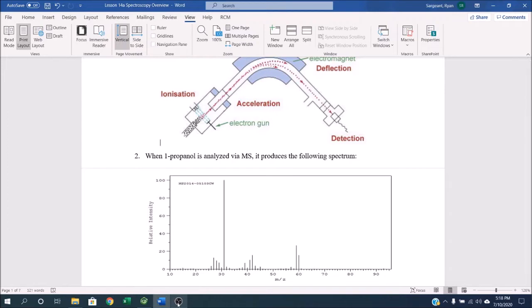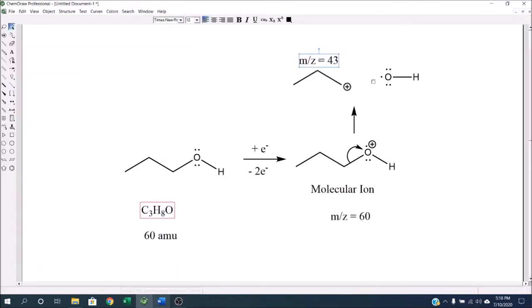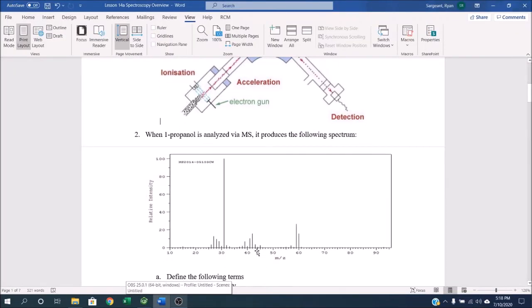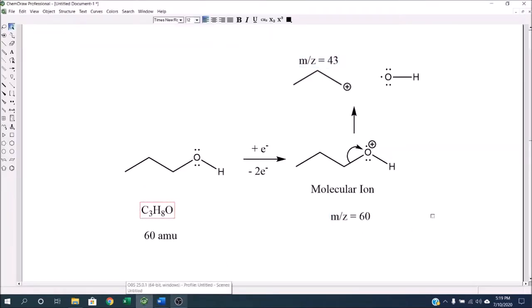And also that peak that we predicted, well, that I predicted at 43, there's really not a lot of those. This is 41, 42, 43. Very few of the molecules are actually making it through to the detector with a mass to charge ratio of 43. So if 31 is the most common peak to hit the detector, then mechanistically, what would explain that?